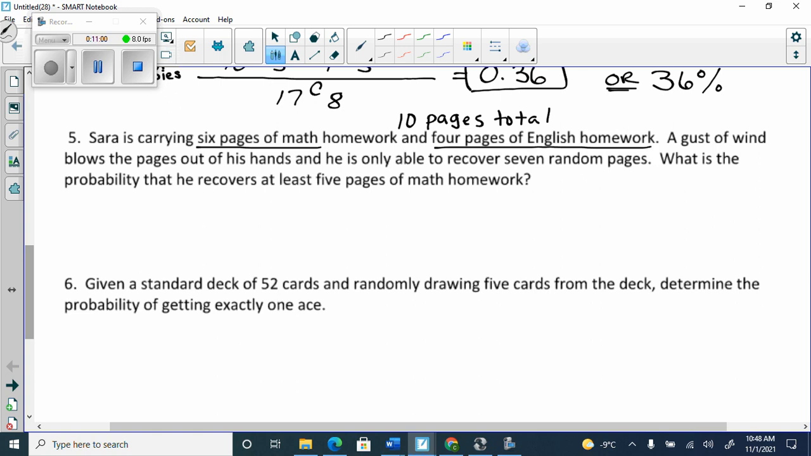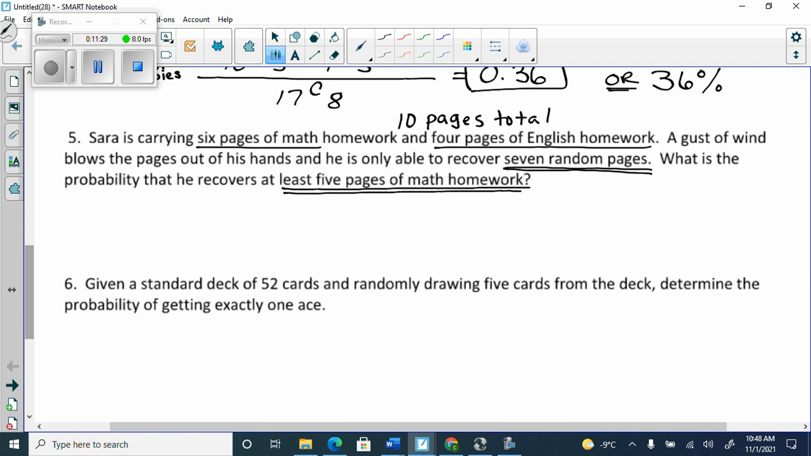A gust of wind blows the pages out of his hands, and he only recovers 7. So every case is going to have how many pages? 7. How many cases were in the previous one? 8. This one is 7, right? So we have to pick 7. Now, whatever comes after the word probability affects the top. What is the probability he recovers at least 5 pages of math? At least 5 pages of math.